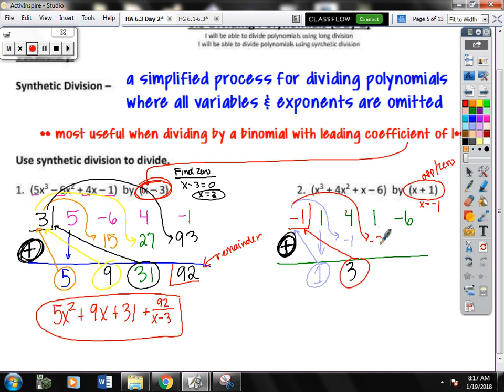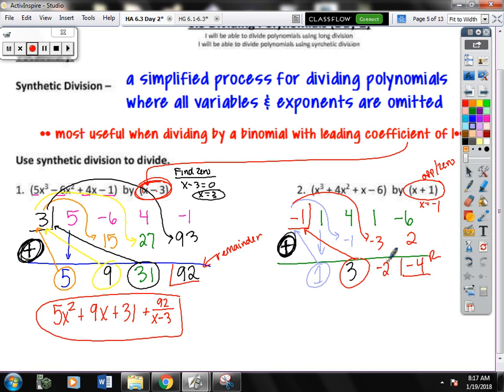3 times negative 1 is negative 3. 1 plus negative 3, negative 2. Multiply negative 2 times negative 1, we get positive 2. Add downward and we'll get negative 4. Remember to box that last part because that is our remainder.